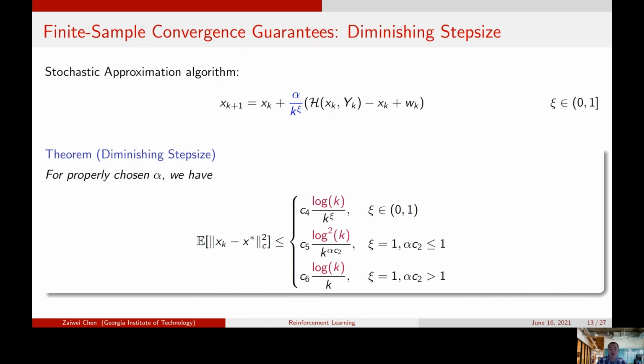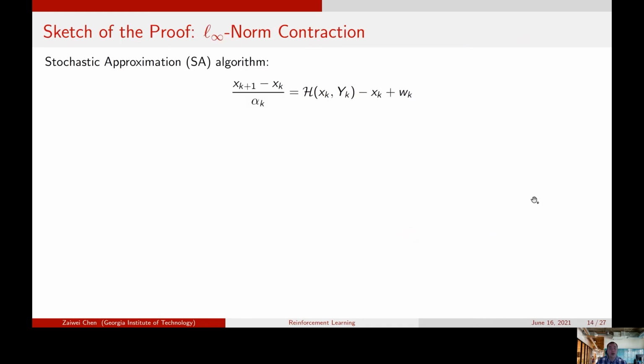One difference between this result and the result in part 1 is that we have an additional log k factor in the bound. This log k factor is similar to the constant step size setting, and it's because of the Markovian noise we have in this stochastic approximation algorithm. We will next provide the proof sketch of these results. For simplicity, we will only provide the proof for L infinity norm contraction, which is the case for Q-learning.